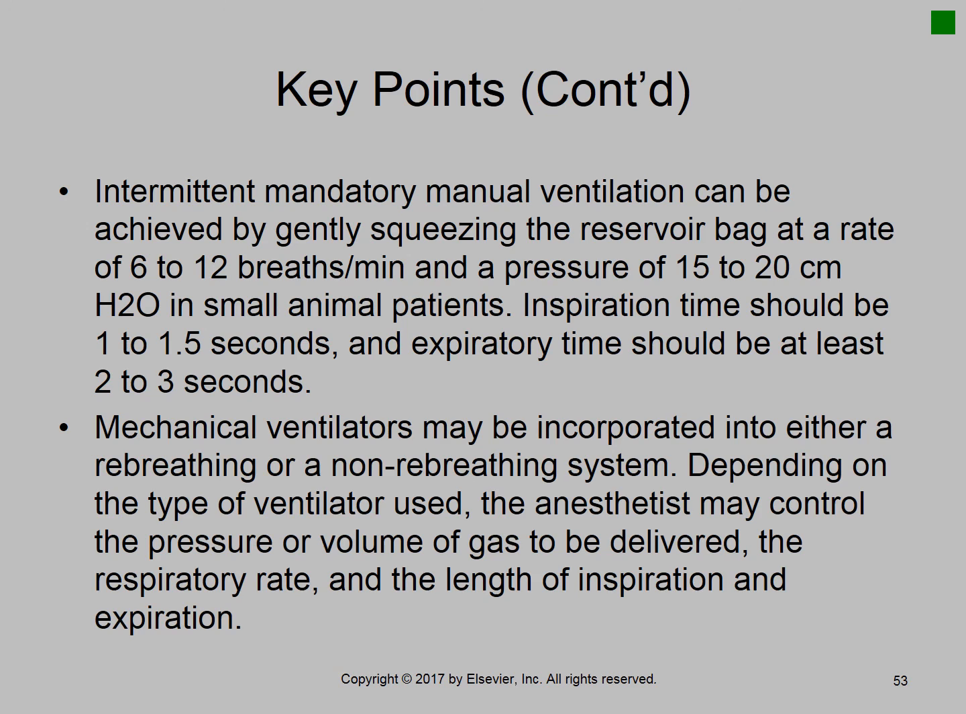Mechanical ventilators may be incorporated into either a rebreathing or a non-rebreathing system. Depending on the type of ventilator used, the anesthetist may control the pressure or volume of gas to be delivered, the respiratory rate, and the length of inspiration and expiration. You have control. There's no way they can mess it up if you are in control.